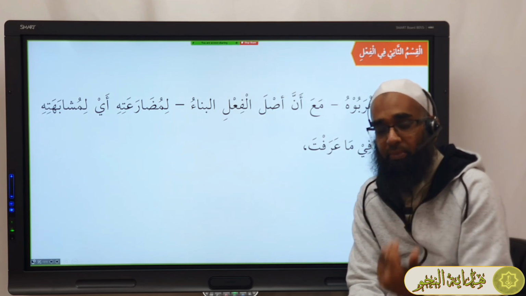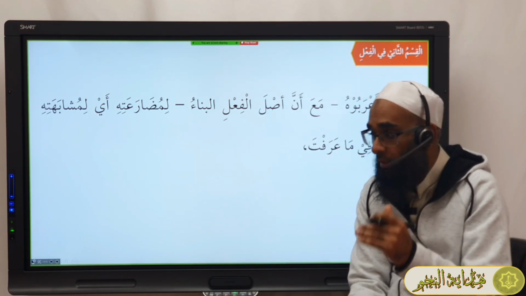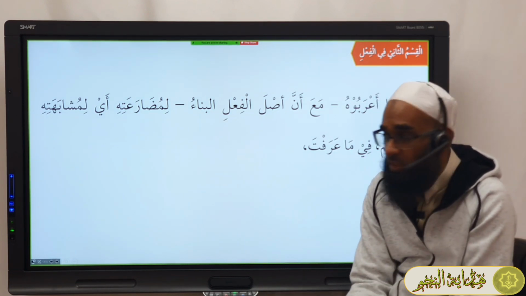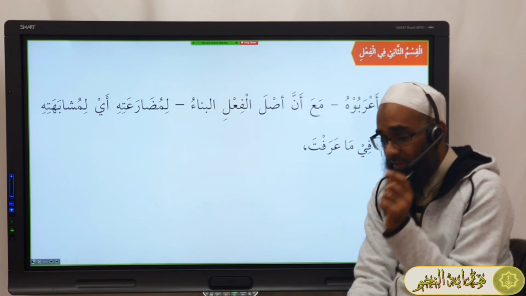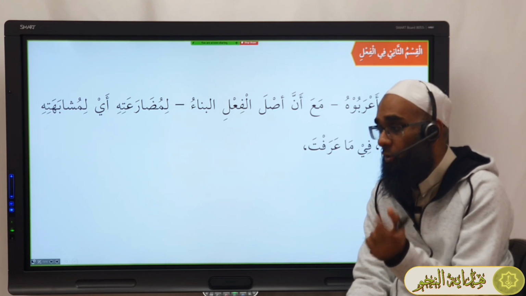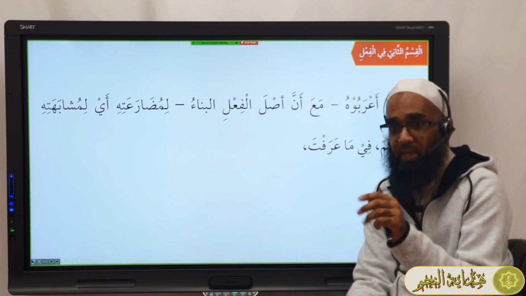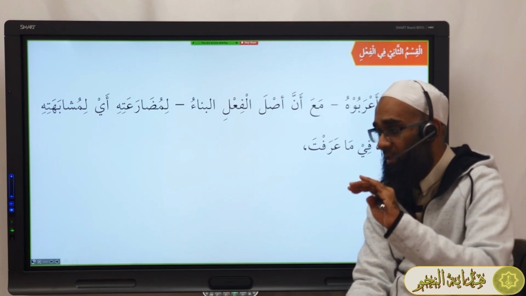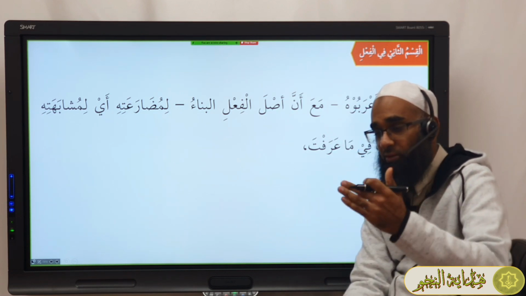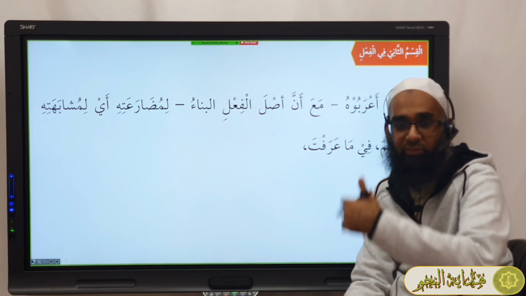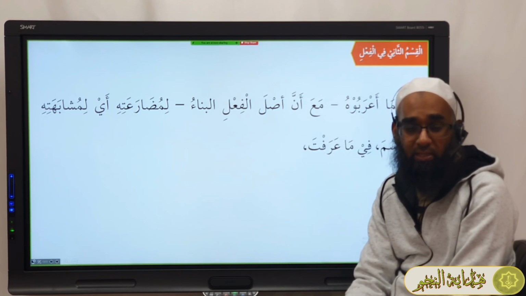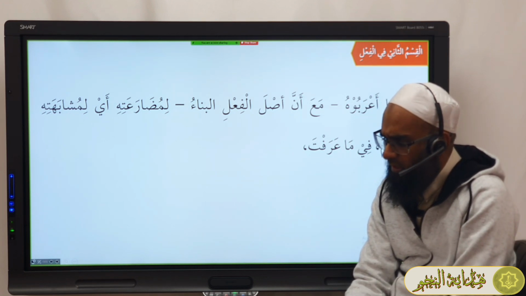وَإِنَّمَا أَعْرَبُوهُ. They have made the fa'al mudhari mu'rab. I mean, the Arabs have read the fa'al mudhari mu'rab, despite the asal principle of a verb being mabni. The asal of a fa'al is bina, it should be mabni. So despite the origins of a verb being mabni, the Arabs have made it mu'rab لِمُضَارَعَتِهِ أي لمشابهة, because of it resembling the ism فيما عرفت, as you have mentioned before, في حركاته وسكناته وفي عدد حروفه وفي تساويهما في عدد الحروف and في المعنى.